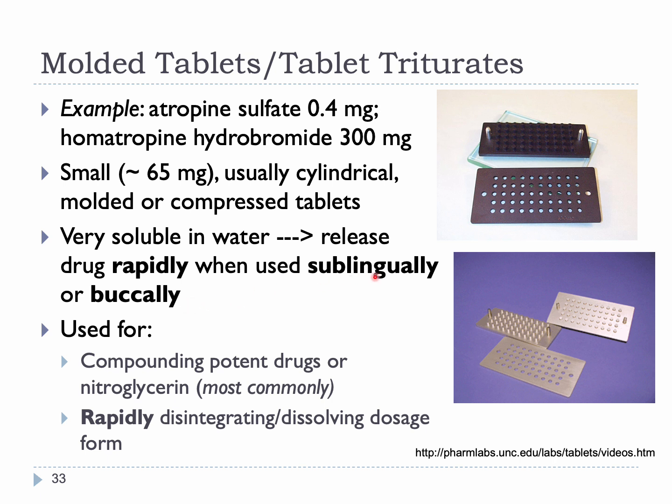This is similar to sublingual or buccal tablets, but it's made more by molding or compressing. This kind of tablet is less hard than the buccal or sublingual tablets made by the manufacturer. Mostly this kind is used to compound potent drugs or nitroglycerin. It has rapidly disintegrating or dissolving dosage forms.